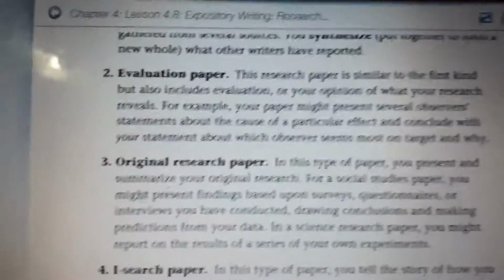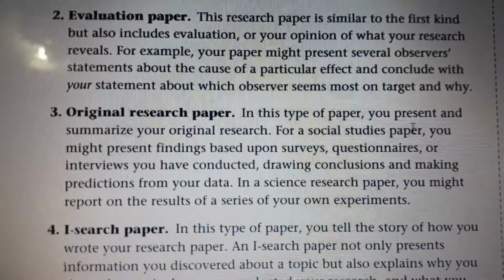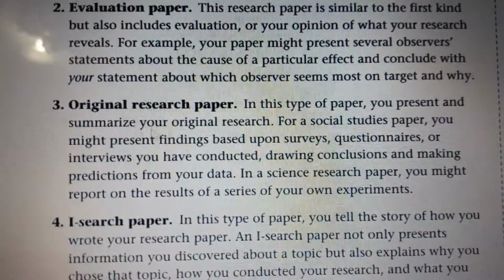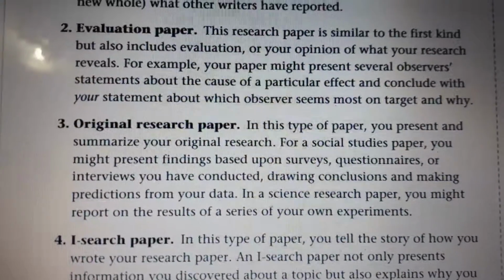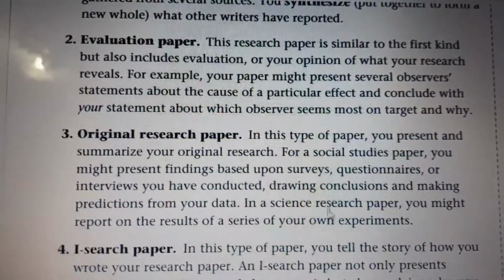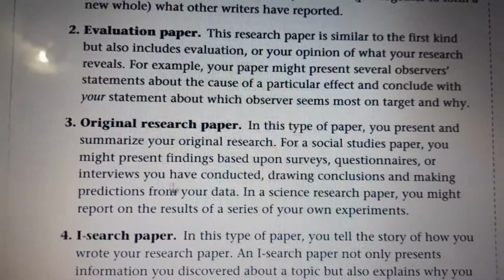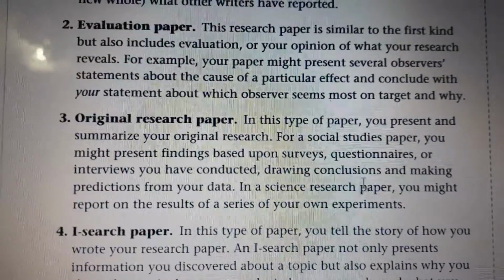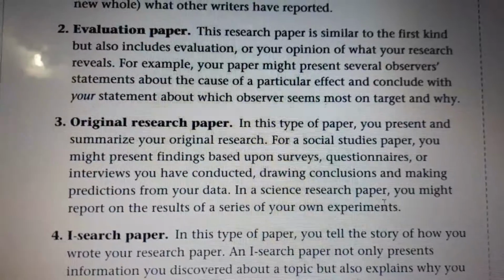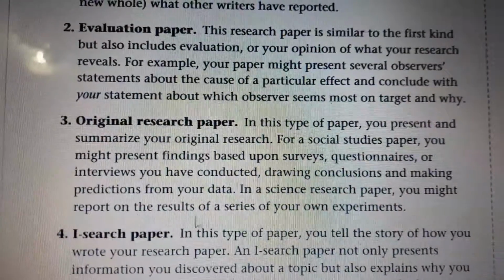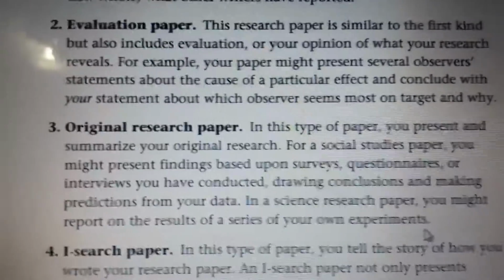Okay, we have the original research paper. In this type of paper, you present and summarize your original research. For a social studies paper, you might present findings based upon surveys, questionnaires, or interviews you have conducted, drawing conclusions and making predictions from your data. In a science research paper, you might report on the results of a series of your own experiments. So, this one is a bit interesting.